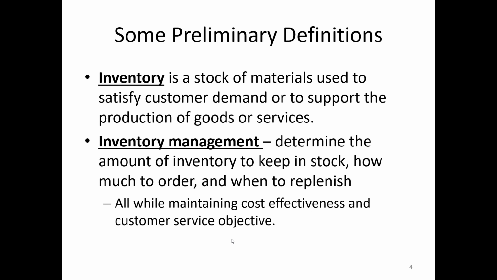So inventory, starting off with the basics, is just some materials we're going to use to satisfy customer demand. That's it. Also, we use that inventory to support the production of our own goods and services. There are raw materials, some work in progress, that kind of stuff. So things that we use to make our product are also our inventory. So we have inventory that we use to meet customer demand, and we also have inventory that we use in order to make our product or service. That makes sense, right? You can kind of visualize it, you kind of see that happening.